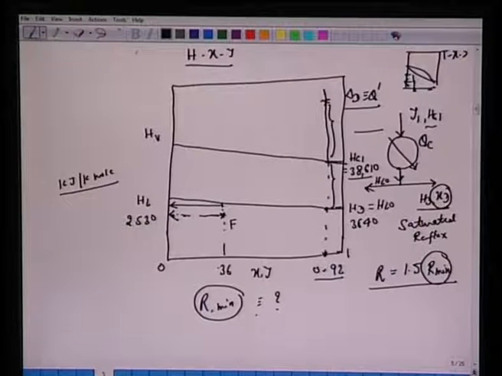Okay, so let's summarize this problem here. If you read the problem statement, it says that we have a certain quality of feed. The flow rate was given, the composition was given, the temperature was given, and all these quantities were given in weight fractions. The top product and bottom product, everything was given in weight fraction. So the first thing we did was convert all those quantities into mole fractions.